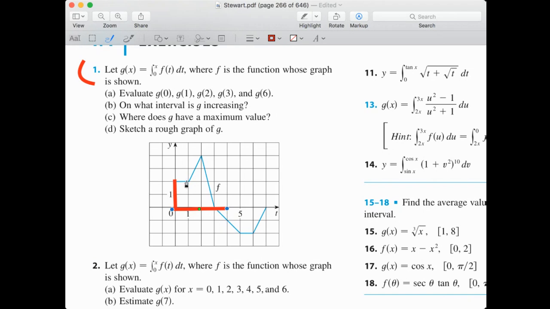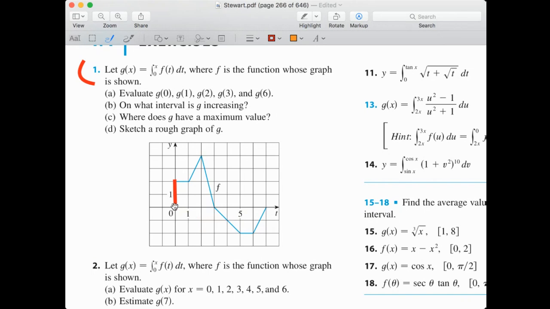So we find the area on the top of the x-axis, then subtract this little rectangle here. G of 6 is up to here. So we need to find the area up to this. The upper part will be positive. Upper means above the x-axis. Down below the x-axis will be negative. We'll do subtraction.